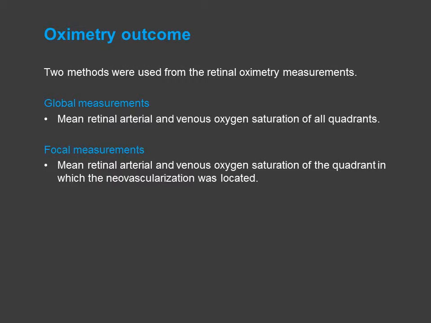So one way of measuring oximetry results, 2 different ways to look at it. The first one, the global measurements, we took the mean of the arterial and venous oxygen saturation of all quadrants on the picture. So 4 arterioles summarized, divided by 4, and then the mean of all those 26 values. In the focal measurements, we only looked at the quadrant which contained a neovascularization, and the other 3 quadrants we didn't use the measurements there. So in the focal measurement group, we only have neovascularization quadrant measurements.